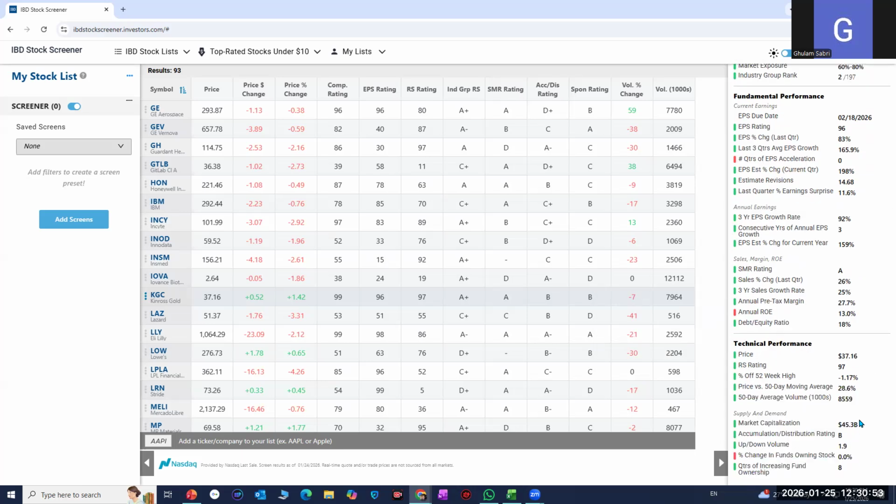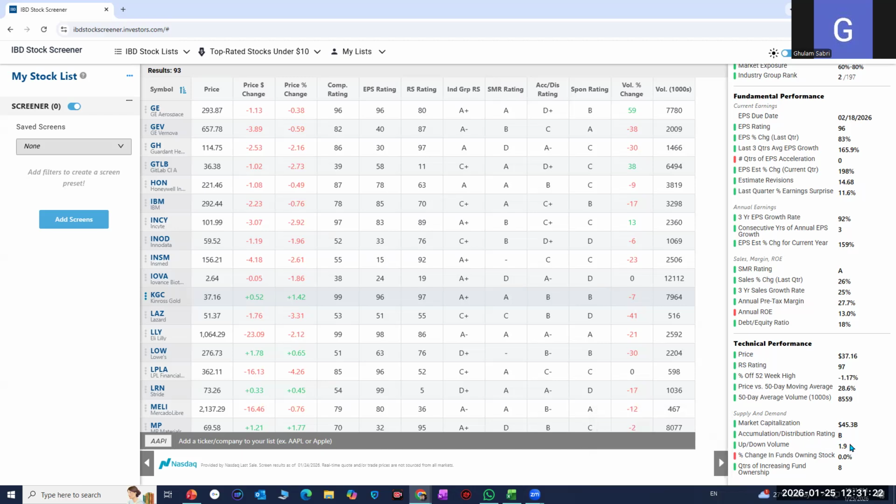Not only this, we also look at quarters of increasing fund ownership. For the last 8 quarters, funds, investors, fund managers and bankers are investing in it. Although there's no change in the funds, I mean, it's less than 1%. That's why it's showing 0.0%. And it's also telling us that the accumulation distribution rating is best. I told you that it is being accumulated by Wall Street.